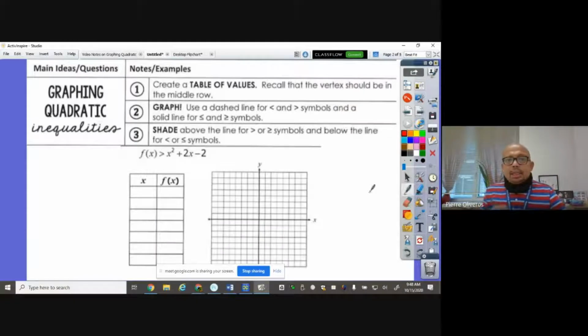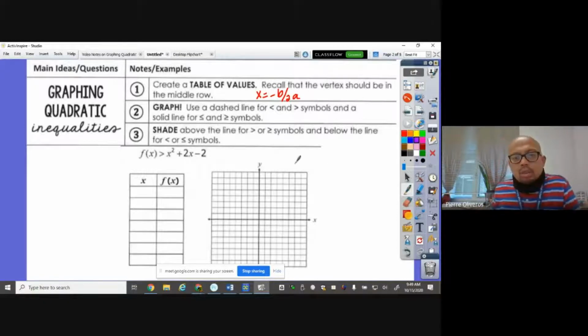So the main idea in graphing quadratic inequalities, here are the notes. Create a table of values. Recall that the vertex should be in the middle row, and for us to get the vertex there's a formula, x equals negative b over 2a. And graph: use a dashed line for less than and greater than symbols, and a solid line for less than or equal to and greater than or equal to symbols. Shade above the line for greater than or greater than or equal to symbols, and below the line if it's less than or less than or equal to.